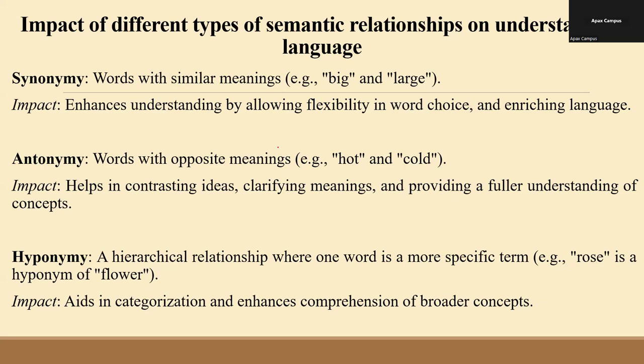By allowing flexibility in word choice. Flexibility in word choice means you have a lot of options to express an idea. You may have a lot of words in your mind. How? Because you know the synonyms, so you can go for one word or any other word. If you don't like one word, you can go for another synonymous word. You have the flexibility in selecting words, and that will enrich your language and add color to it. That is the sort of impact that knowing synonymy can have on your language use.